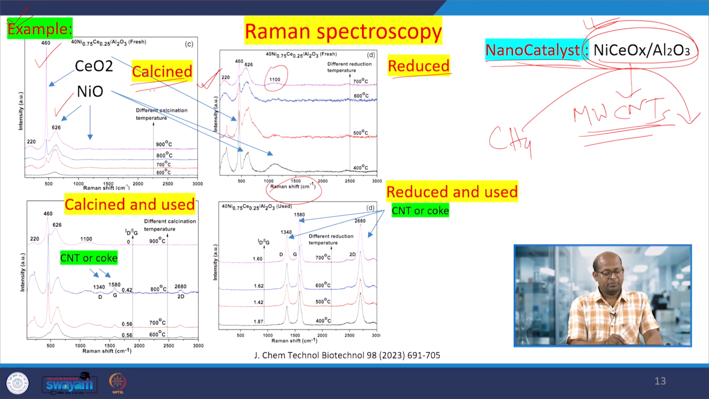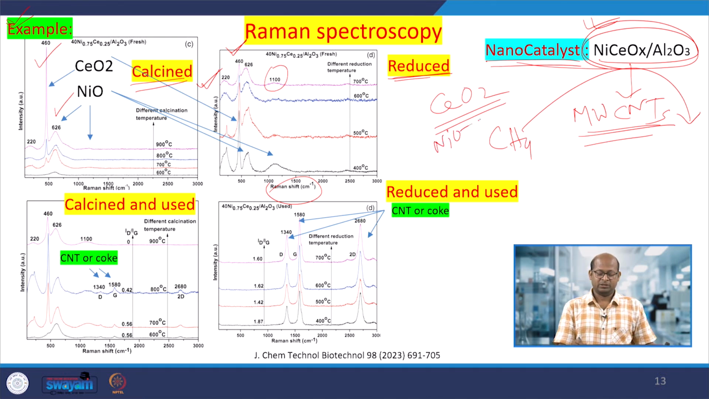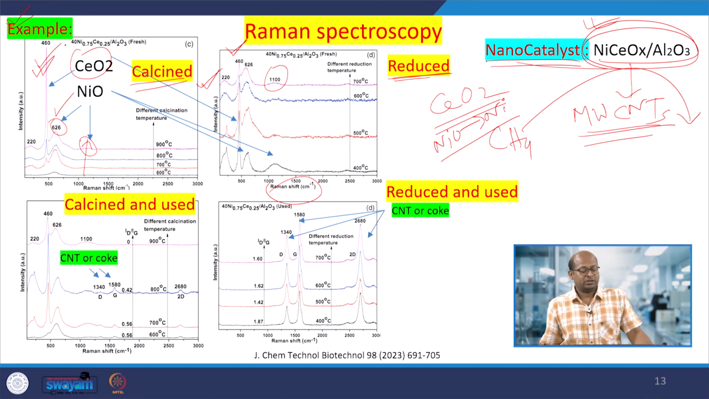When the material is calcined, a metal oxide bond is present. When it is reduced, most of the metal oxides will be converted into metals and a few remain. What is not converted we can detect, for example ceria, CeO2, which would not be reduced under these conditions, while the nickel oxide may be partially converted into nickel metal. So here we get nickel oxide signals at 626 and at this particular location, and for ceria, the ceria oxygen bond vibrations, we get 460.